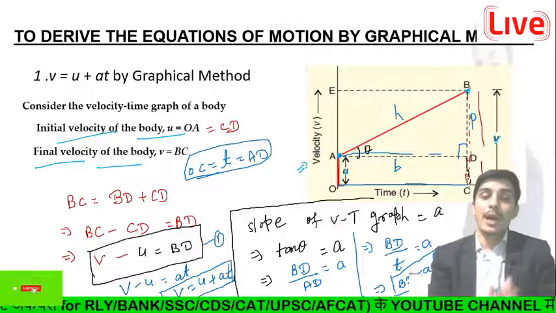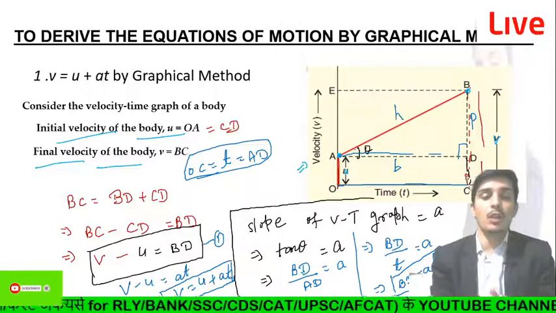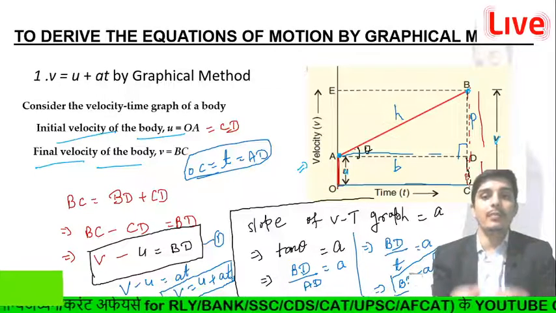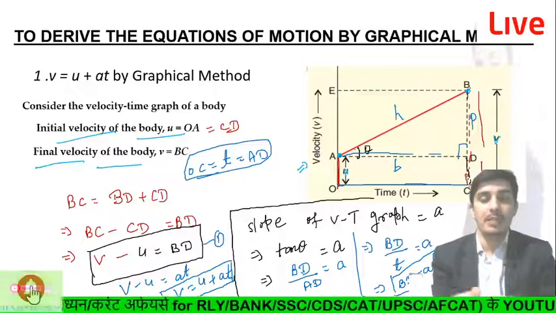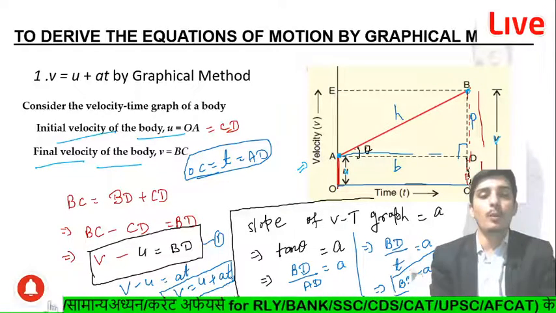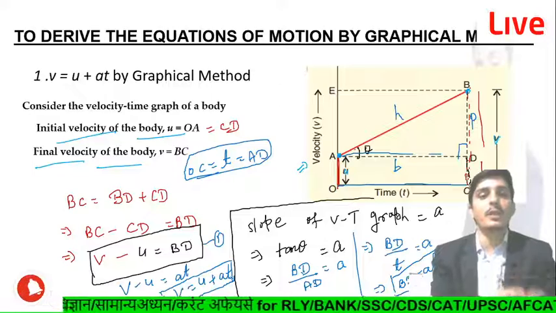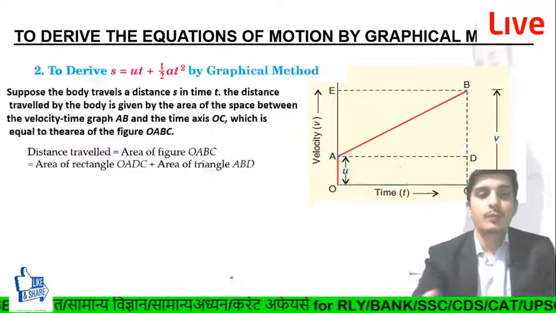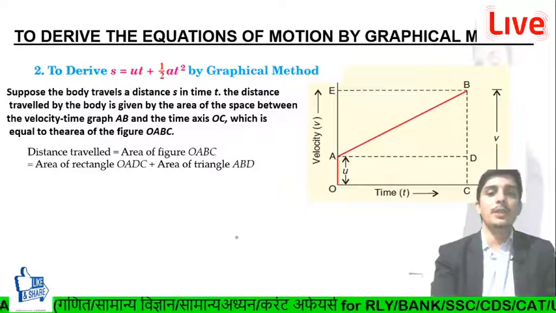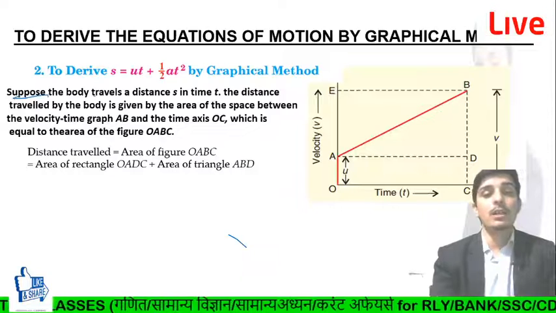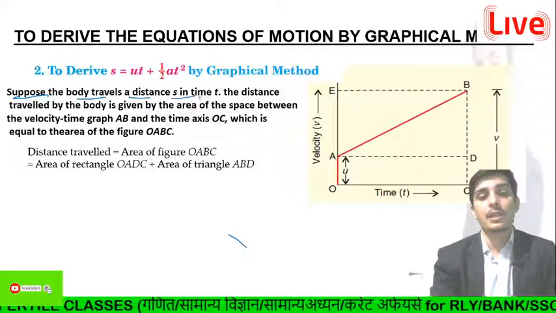I have also discussed all these equations, how to derive them by graphical methods, in the previous session. So if you are having any problem, go and watch the previous session from my playlist, right? So guys, now I am going to derive another equation of motion by the graphical method, right? Suppose the body travels a distance s in a time t.